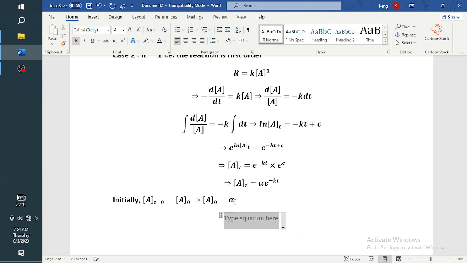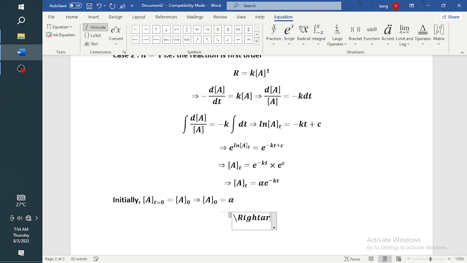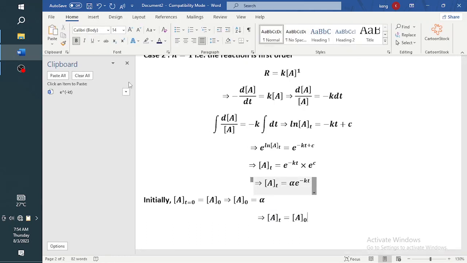So what do we conclude? I believe you have seen this once upon a time in radioactivity, the decay curve. I'm just going to replace alpha with the initial concentration. So we have the concentration at time t is the initial concentration times e raised to the power negative kt. Yes, that is it.